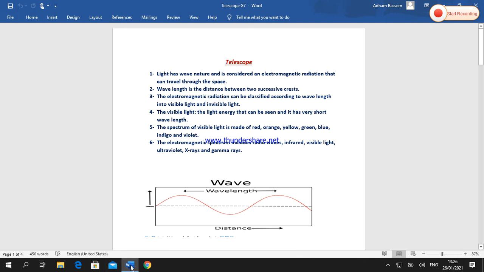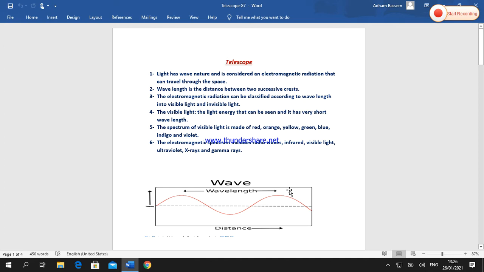Look at the figure in front of you. Okay, each wave has a wavelength. To measure the wavelength of the wave, we measure the distance between two successive crests. This is known as crest, and this is known as crest. The distance between them is called wavelength, okay? Scientists classified electromagnetic radiation according to wavelengths. Some electromagnetic radiation has short wavelengths and others have a long wavelength.